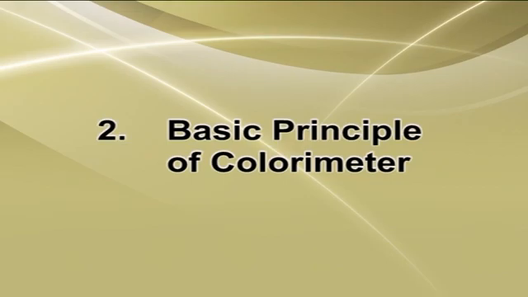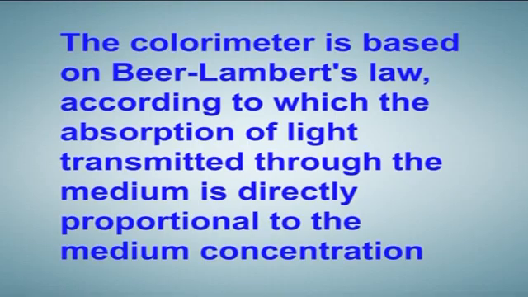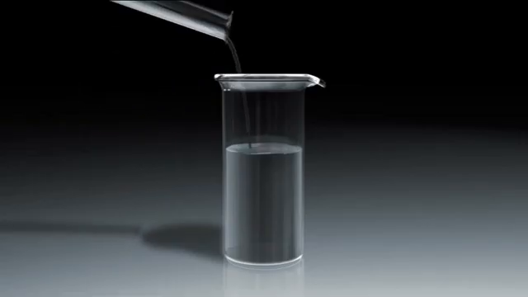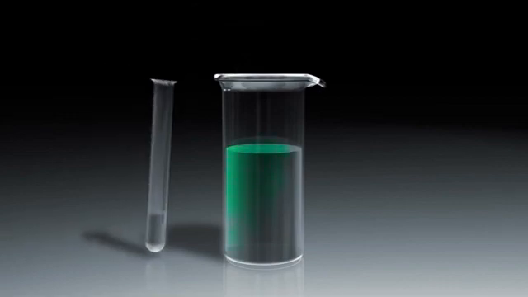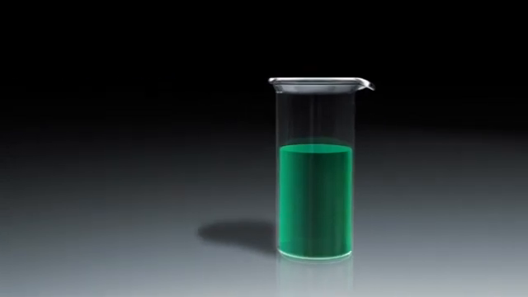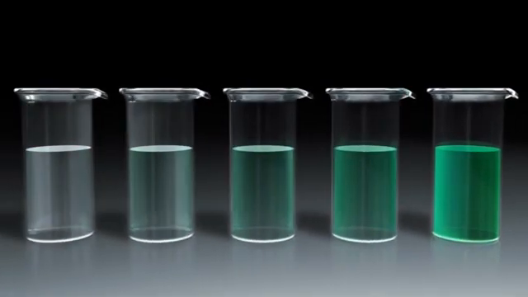Let us see the basic principle of colorimeter. The colorimeter is based on the Beer-Lambert's law, according to which the absorption of light transmitted through the medium is directly proportional to the medium concentration. In a colorimeter, a beam of light with a specific wavelength is passed through a solution via a series of lenses which navigate the colored light to the measuring device. This analyzes the color compared to an existing standard. A microprocessor then calculates the absorbance or percentage of transmittance.